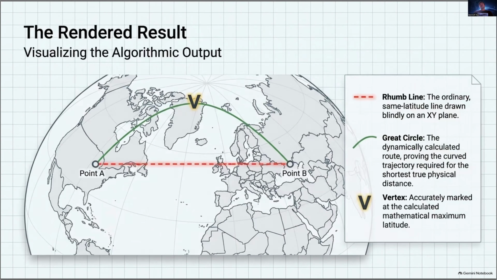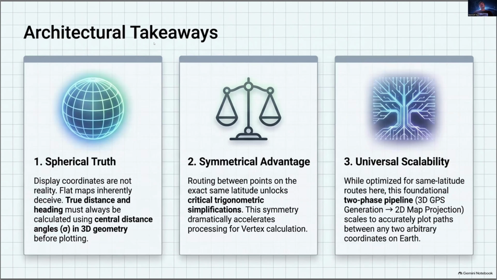Not a globe, but the XY plane with the world map, and we can directly understand the exact vertex, an accurate mark at the calculated mathematical maximum latitude, visualizing the algorithm output. Architecture takeaways: critical tools, symmetrical advantage, universal scalability.